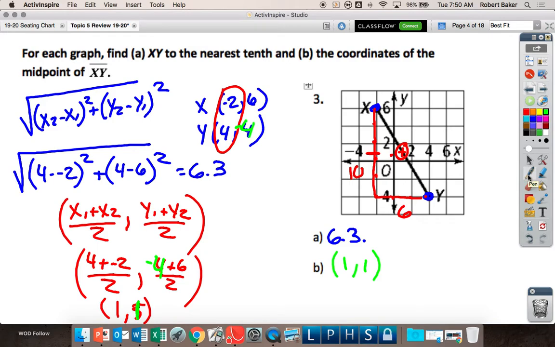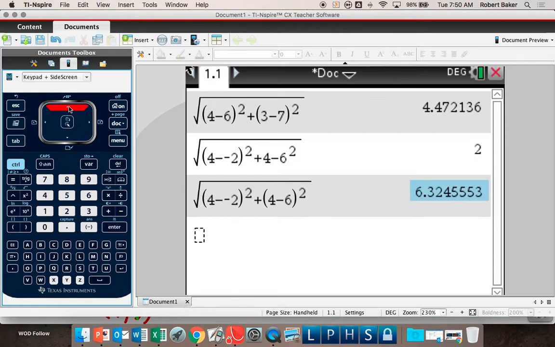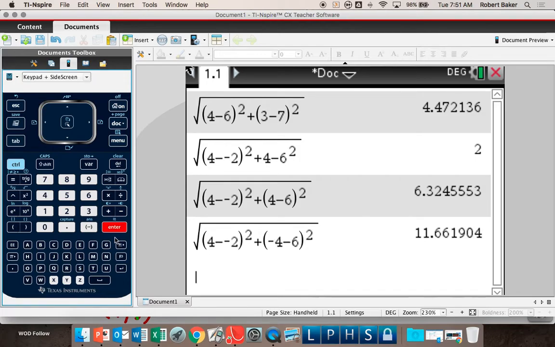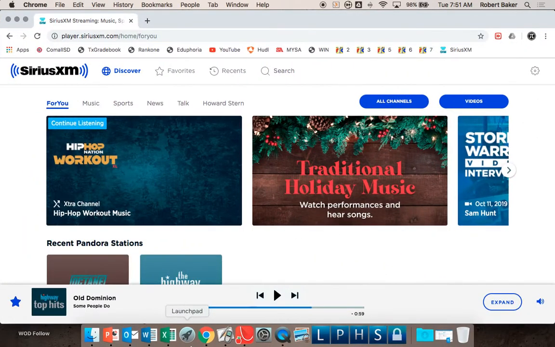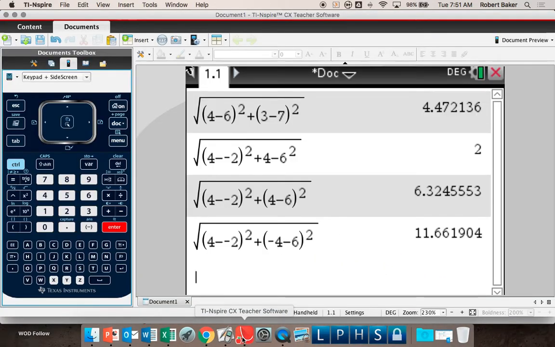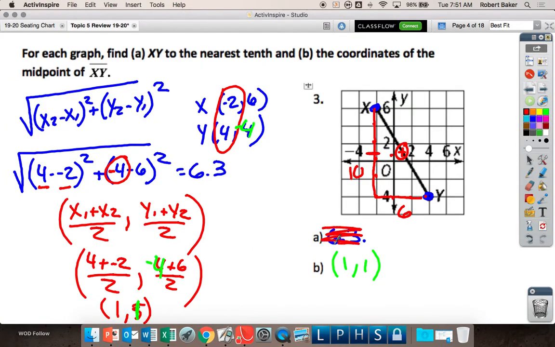That means that my distance is actually incorrect as well. So I need to go back and change. It's x2 minus x1 plus y2. This number should be a negative 4. I need to go back and correct that. So copy, change that to a negative 4, and now my distance is 11.66. So 11.7 is the actual distance when you use the correct number. 11.7 is the correct answer when you use the correct number.